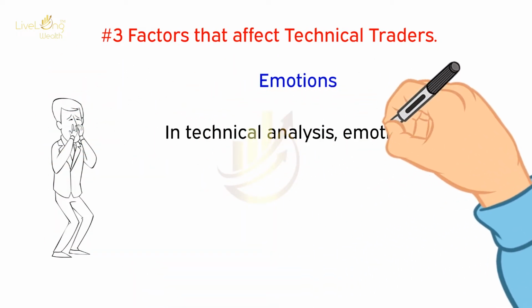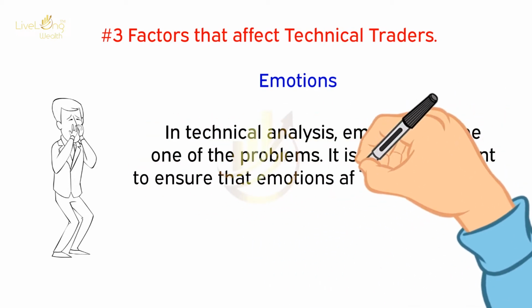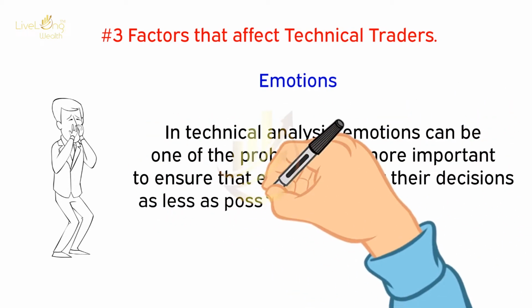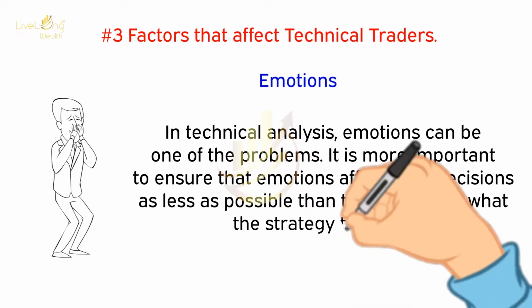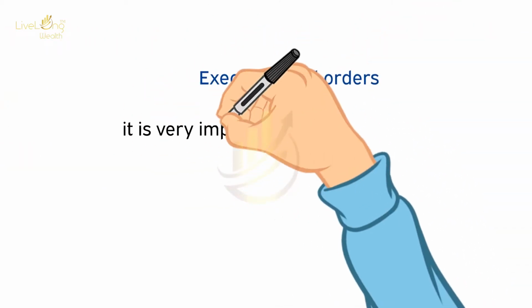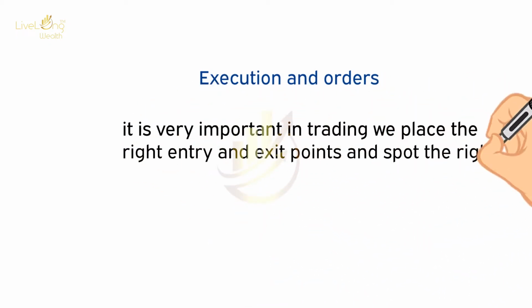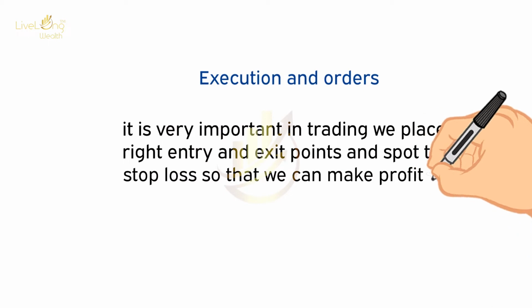Number 3. Factors that affect technical traders: emotions. In technical analysis, emotions can be one of the problems. It is more important to ensure that emotions affect their decisions as little as possible than to understand the strategy they use. Execution and orders. It is very important, in trading, to place the right entry and exit points and spot the right stop loss so that we can make profits from the trade.